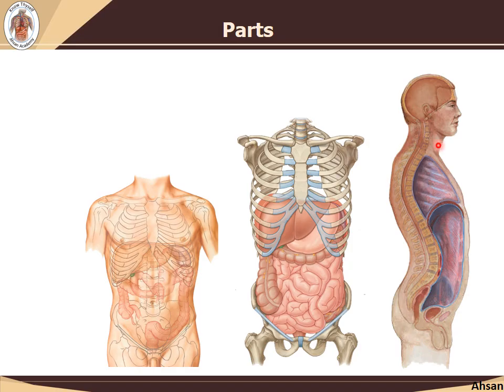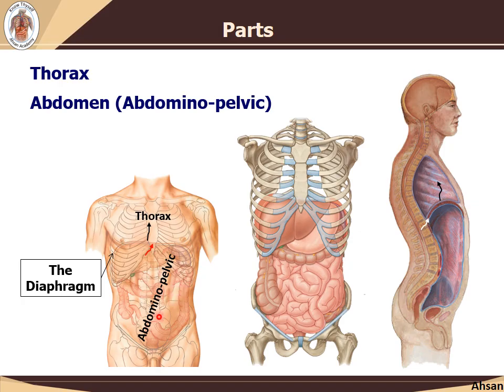Let us see the median section. This is the central partition which divides the thoracic region from the abdominal region. So this is the diaphragm, you can see on the left figure, and above the diaphragm the part is thorax, and below it is the abdominopelvic region. So below the diaphragm, the total part is not only the abdomen, it comprises the abdomen proper and the pelvic cavity. So look at this area.